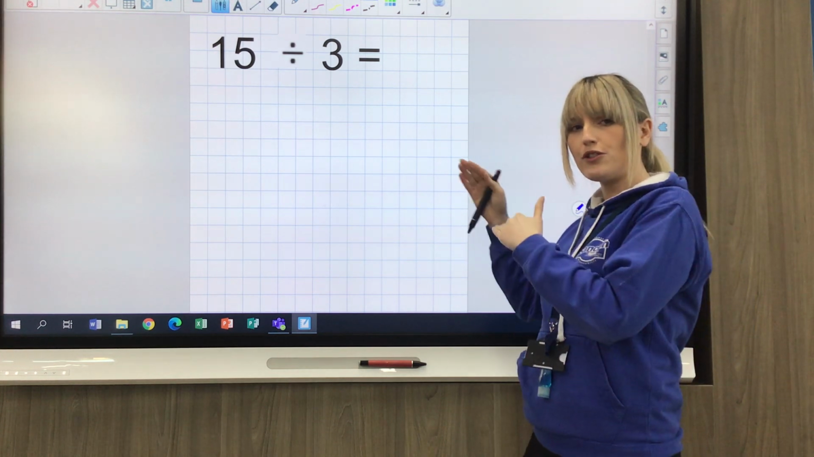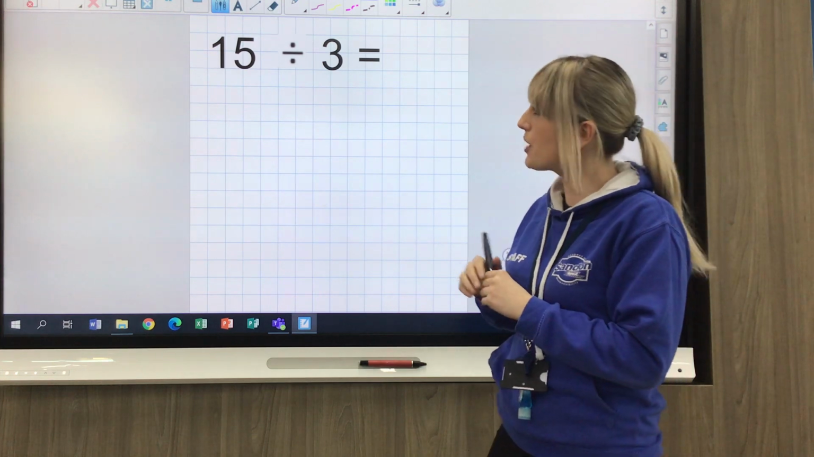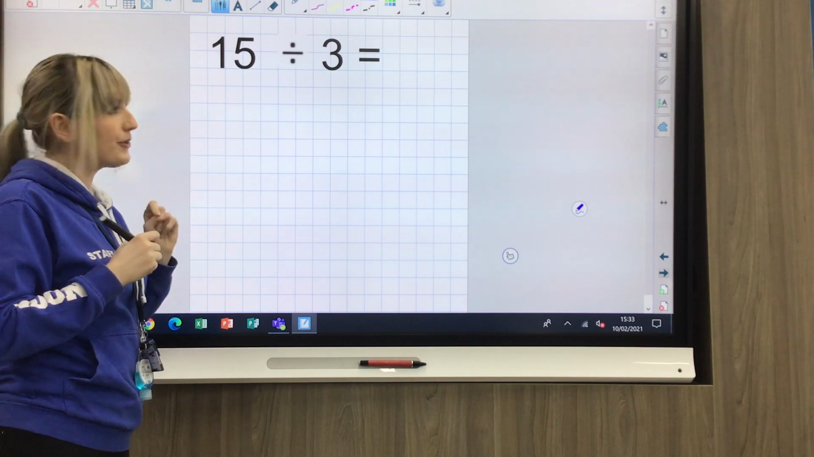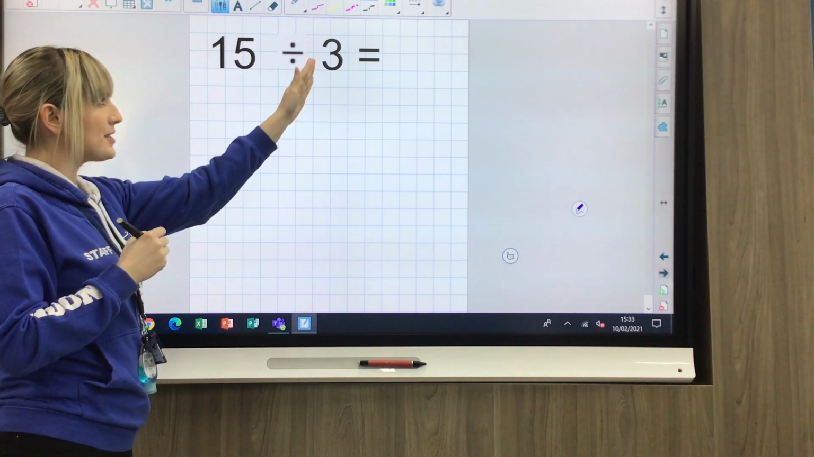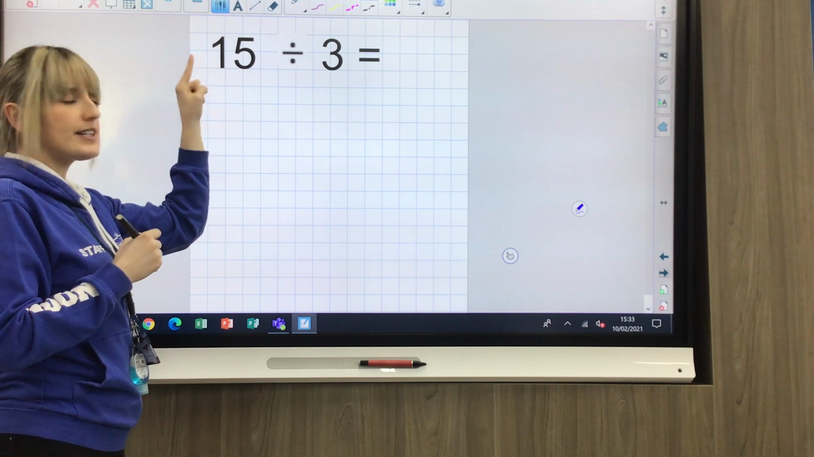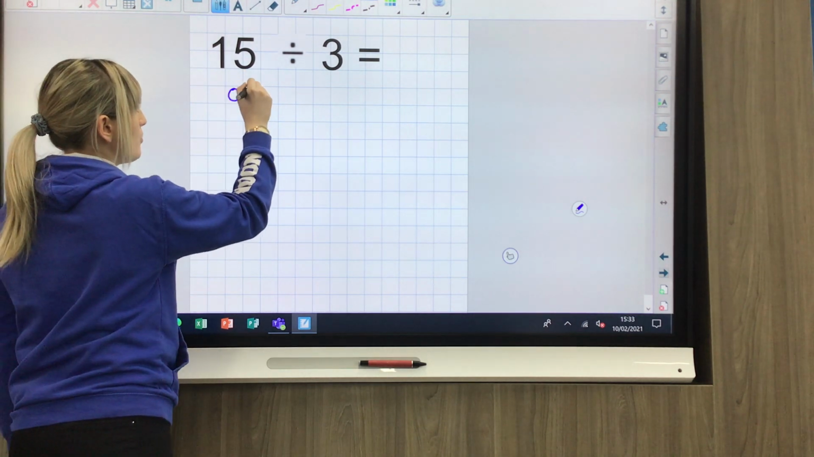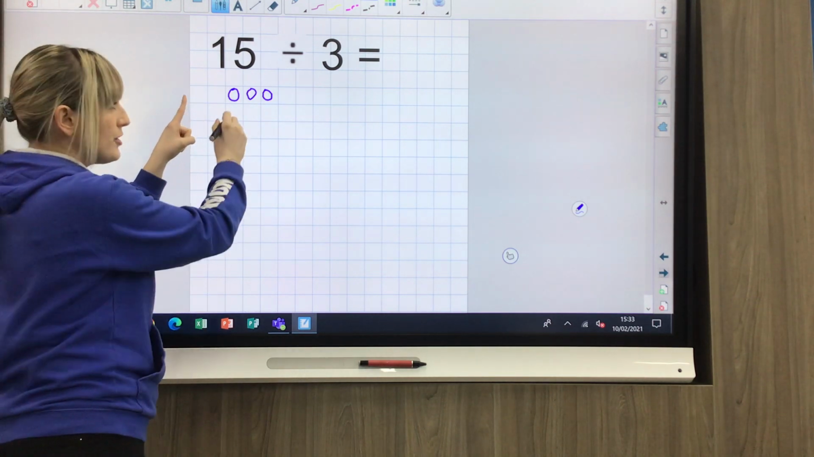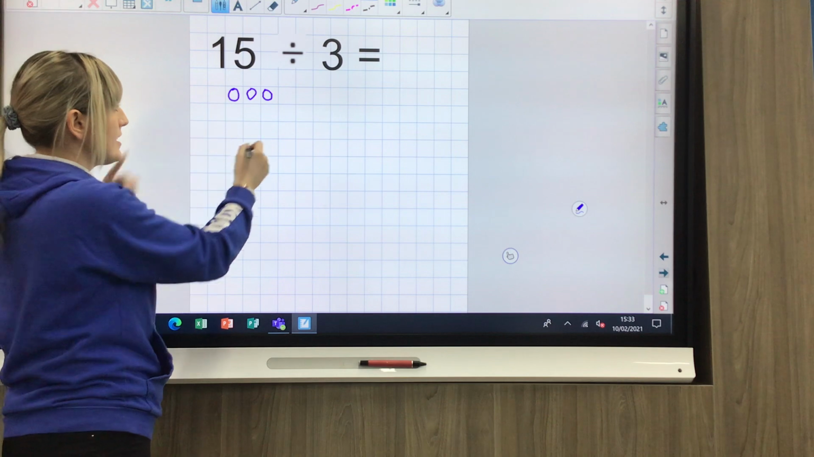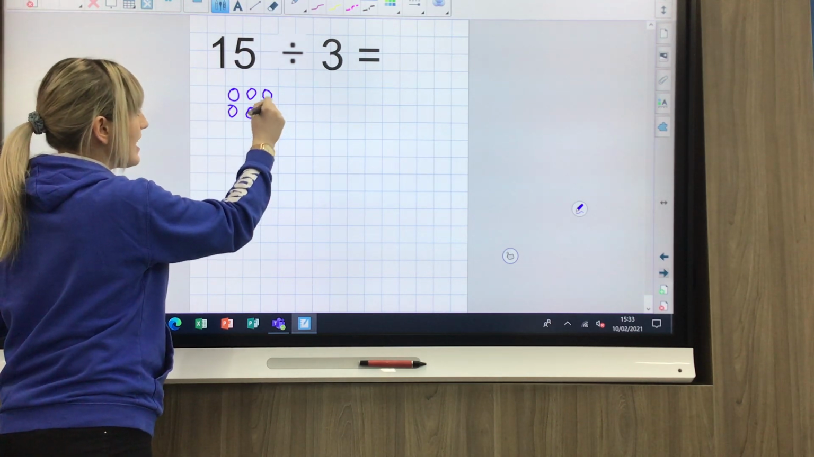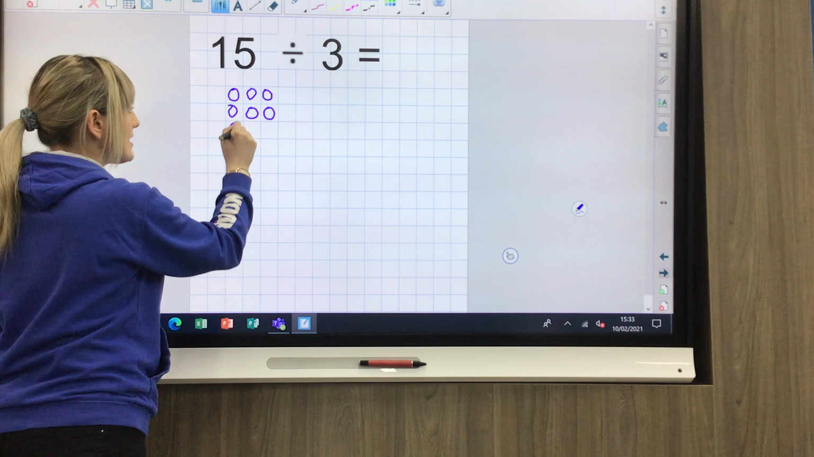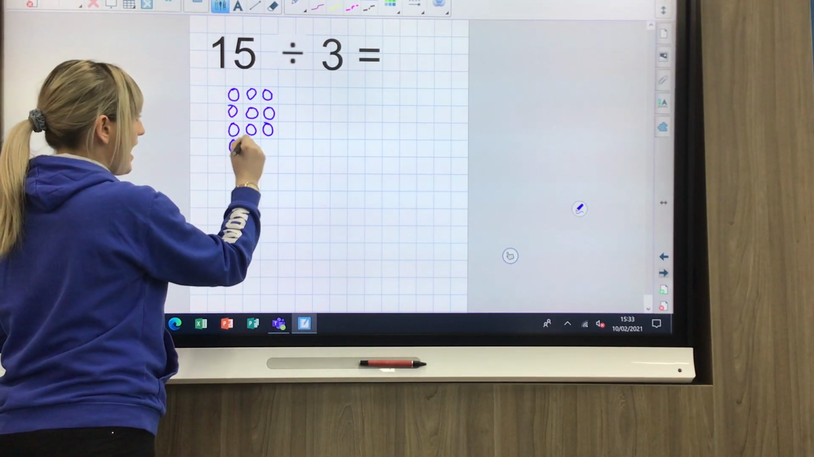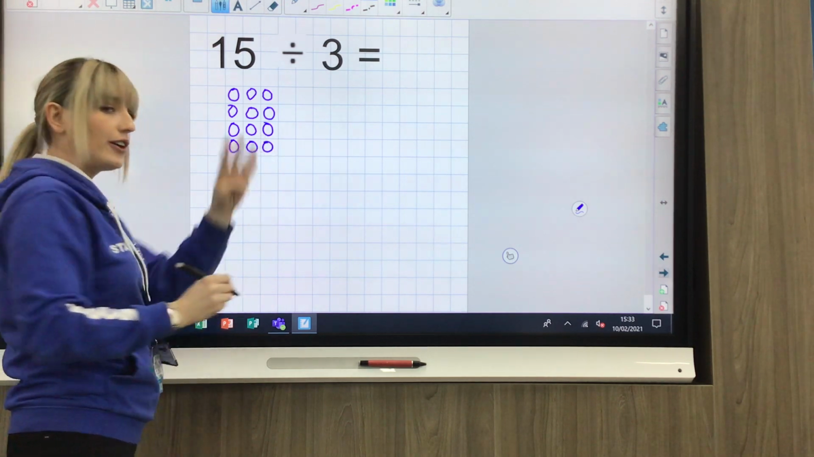I'm going to show you the 2 ways of solving it. If you were to draw this question, you can draw it by grouping, and we've looked at this before. So I'm finding out how many groups of 3 fit into 15. So I've got 1, 2, 3, I know that gives me one group of 3. So I'm going to go underneath now to do my next group. 1, 2, 3, 4, 5, 6. Got 2 groups. 7, 8, 9. 3 groups. 10, 11, 12. 4 groups.